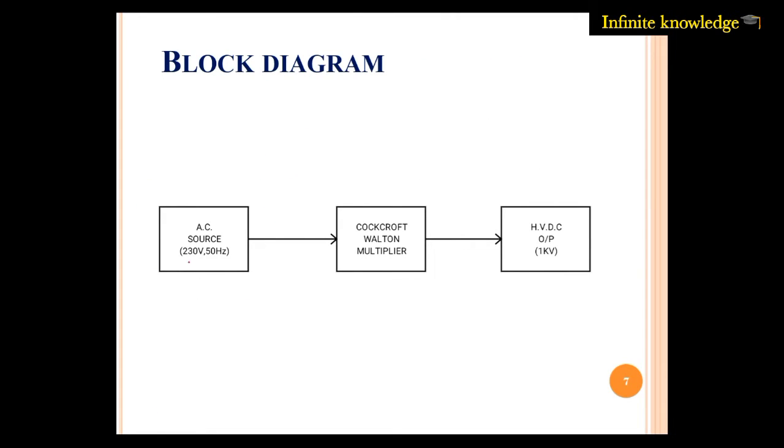And what is the simple block diagram of this project? You have to apply an AC supply, that is a 230 volt 50 hertz AC supply, and that is given to the Cockcroft-Walton multiplier circuit, and then it gives up to a 1 kV output voltage. Not up to 1 kV, it gives up to a 10 kV output voltage. Let's consider up to 10 kV because 1 kV is not a high voltage supply. You can take 10 kV as the high voltage DC at the output side.